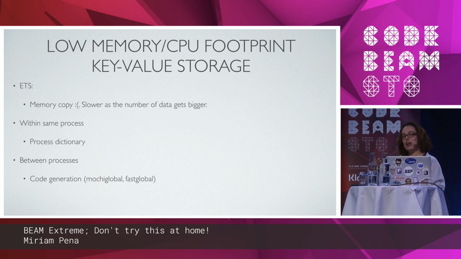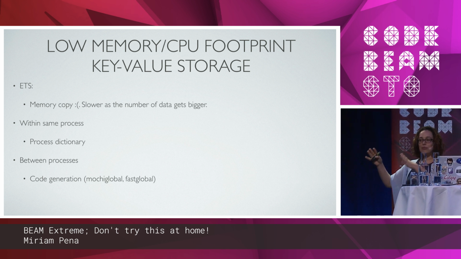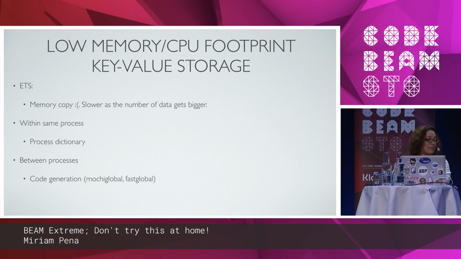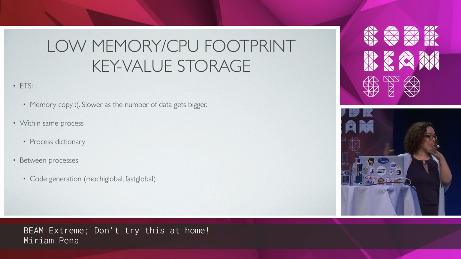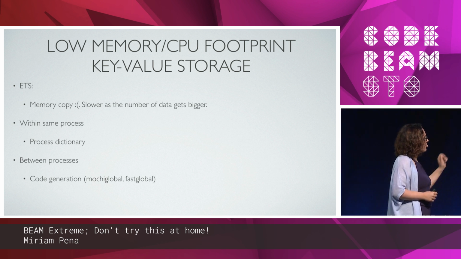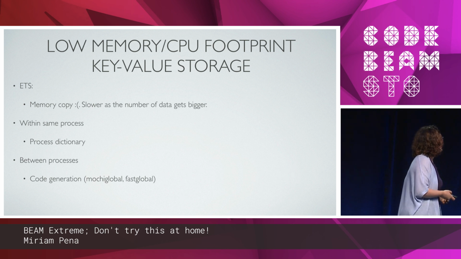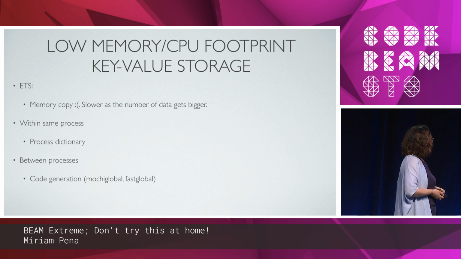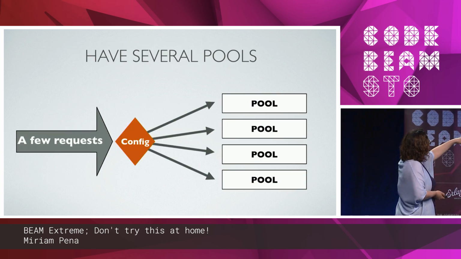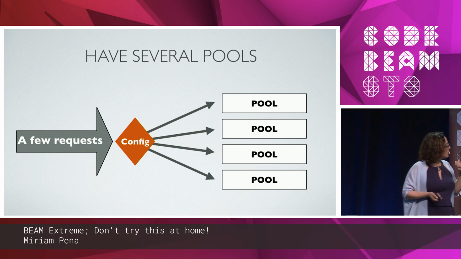So maybe a way to avoid the copy is to put that code in a module, compile the module, and call a function that returns that piece of data. And that is not copied, that is a reference, so it's great. It's faster, and Mochi Global and Fast Global rely on that idea. We did the code generation ourselves. This is kind of the model: you have a configuration system which indirectly sends you to the right pool.